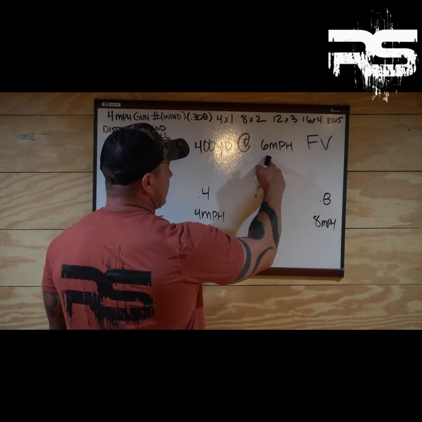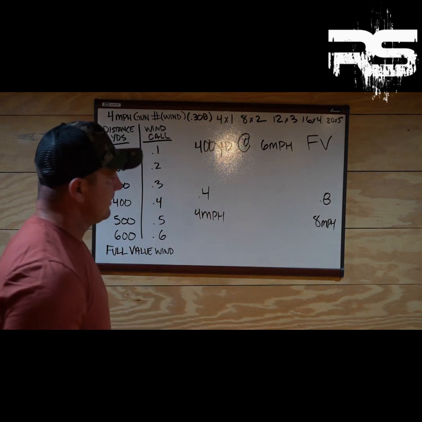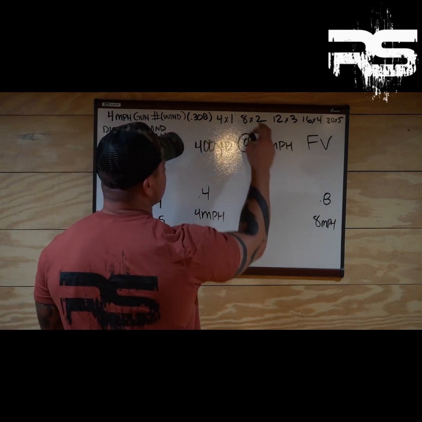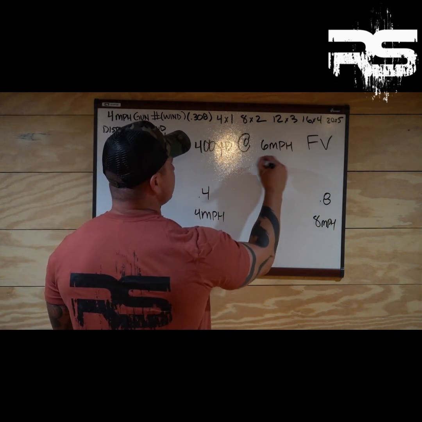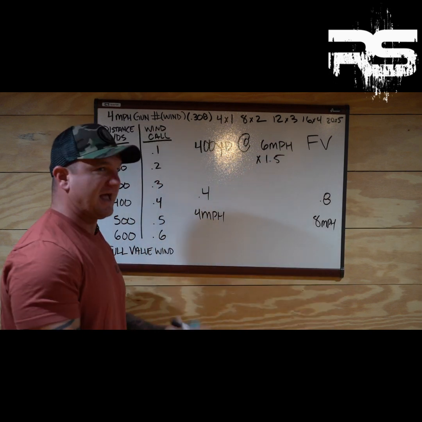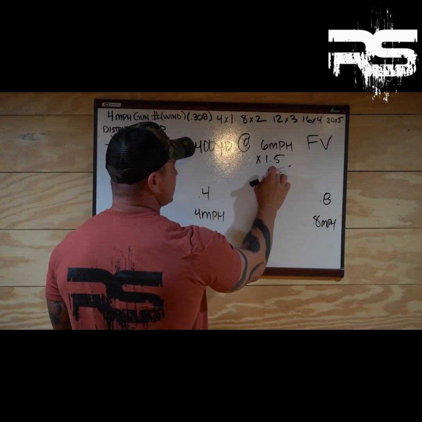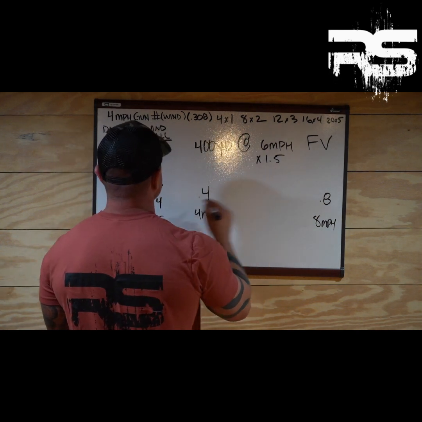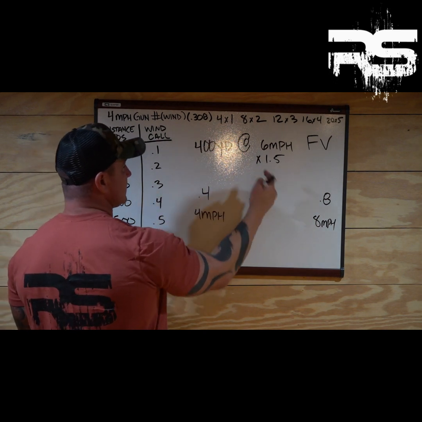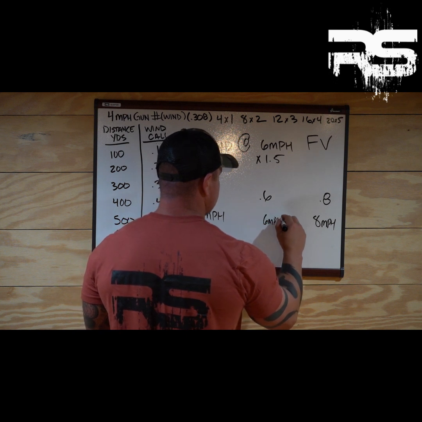Now I have 6 mile an hour. The reason I went with 6 is, again, we do this in a logical manner. That's halfway between 4 and 8. So technically, this would be a multiply by 1.5. That's half of a wind bracket. So I'm adding 1 wind bracket plus half of a wind bracket. So at 400, 0.4 times 1.5 is going to give me 0.6 for 6 mile an hour.